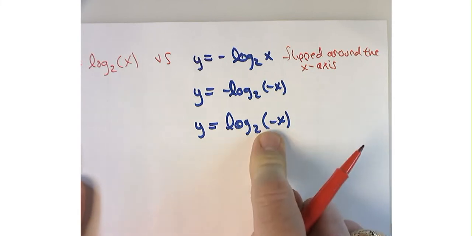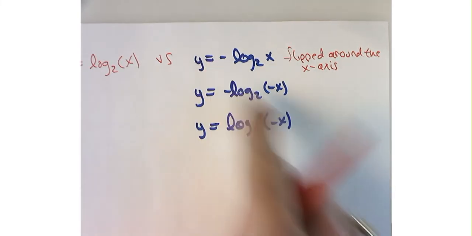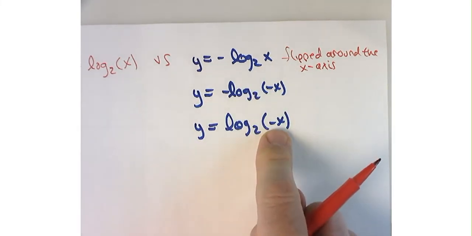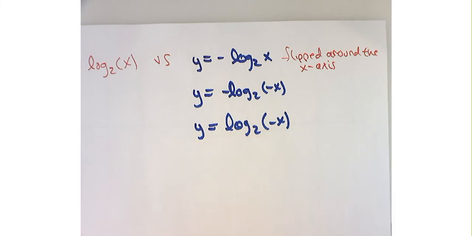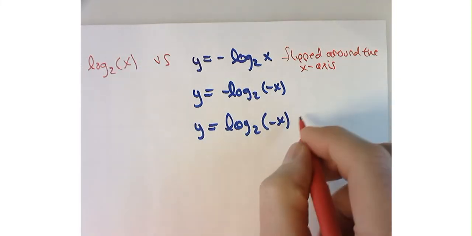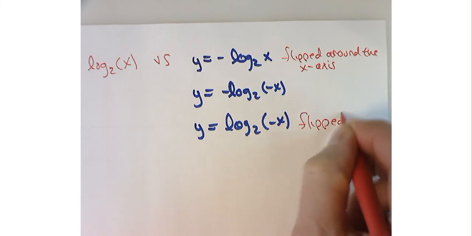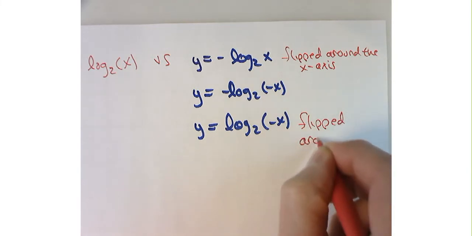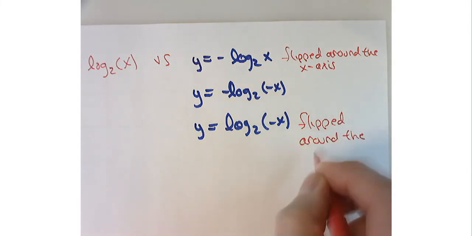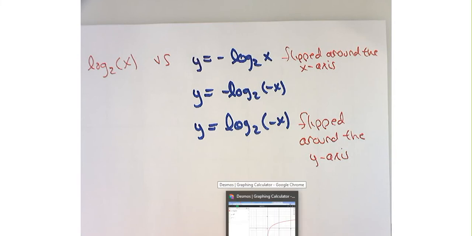Let's go down to this one. Someone else. Instead of a negative out front, what if I took the negative and put it inside, took the log of negative x? How's that one going to change compared to this one? What's that going to do to the graph? Last chance. Flipped around the y-axis.